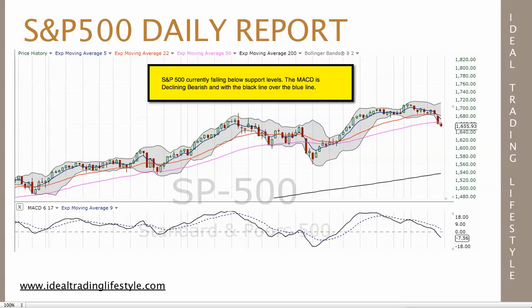So with that said, we're now looking at the S&P 500 on the daily chart. You're going to see that this week we've broken down below some key support levels. We broke down below the 22 EMA and the 50 EMA. While going through this, we also end up seeing the MACD drop down into bearish territory. So we are declining bearish, with the black line down below the blue line.